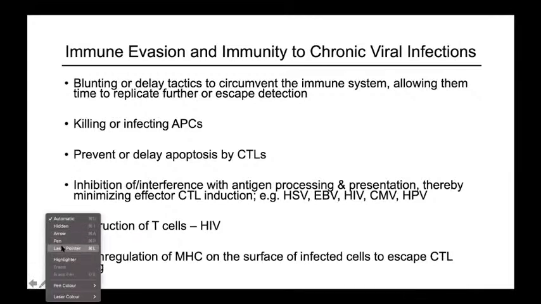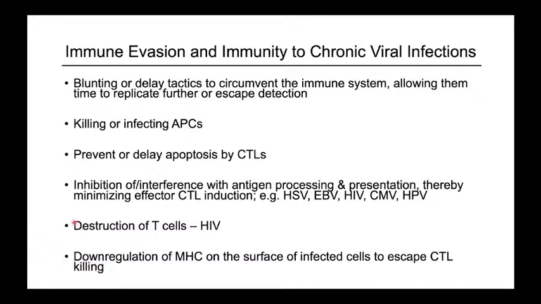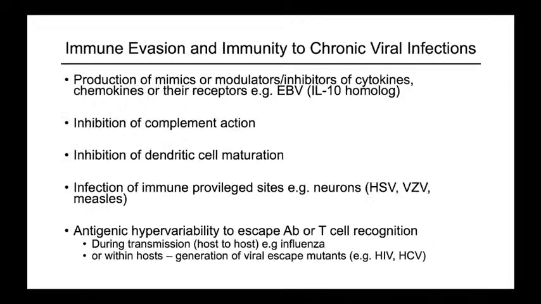There are some that destroy T cells. We've already said T cell immunity is very important to provide protection against viruses. So HIV is able to evade complete elimination because it destroys T cells. I've talked about downregulation of MHC on the surface of infected cells to escape killing by cytotoxic T lymphocytes, although this would enable natural killer cells to get rid of the infected cells. Herpes viruses tend to do that.